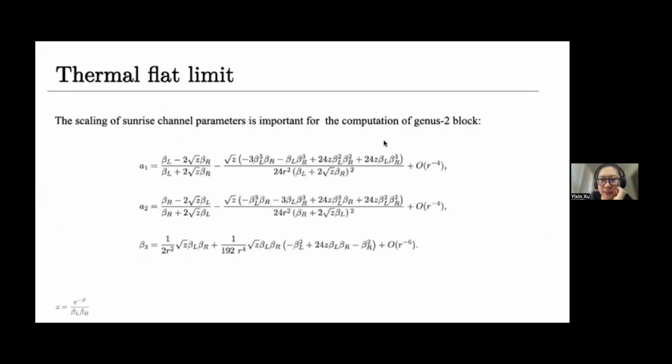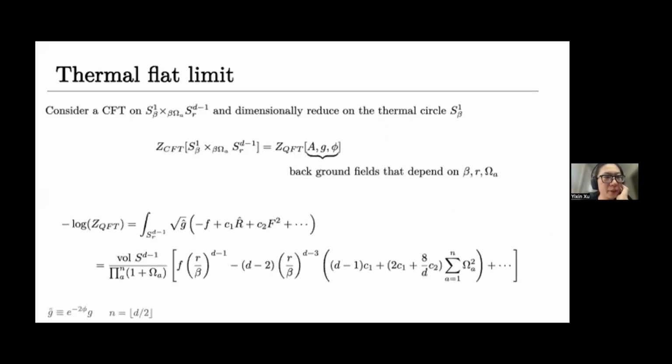Yeah, if there's no other question, let me give a very quick review of thermal effective theory. So if you consider a CFT defined on a torus, by torus I mean S1 times S^(d-1). Here the subscript beta omega A means I'm gluing the two spheres on the two ends of the cylinder by some angular twist. The angular fugacity is given by beta times omega. And now, consider a CFT defined on such a space.